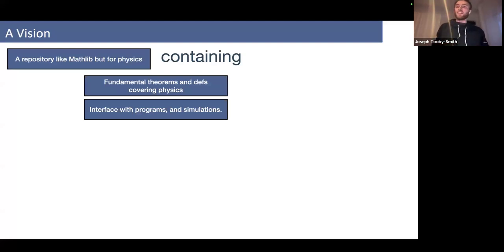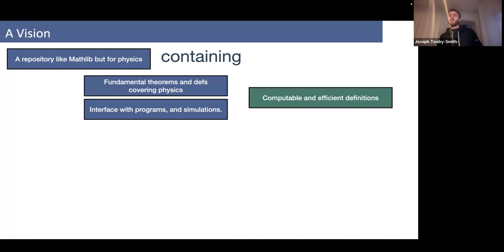Physicists like writing computer programs, they like writing computer programs to prove things, and they like doing simulations because that is what we're trying to do. We simulate things related to the real world. So having a way to go from the fundamental theorems and the definitions, really the definitions, to something that you can put into programs in a nice, easy way would be nice for such a repository. And this could be made possible with computable and efficient definitions. So making sure that the definitions that you write in such a repository are computable and they run efficiently.